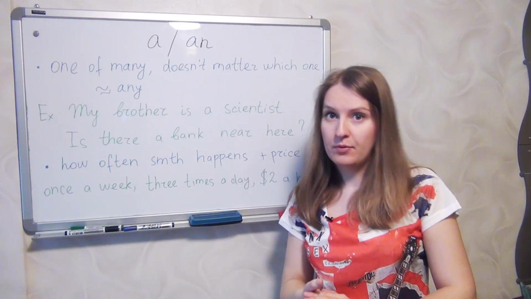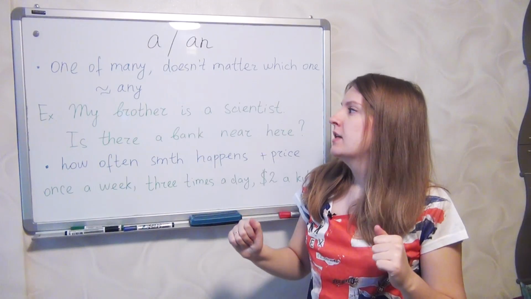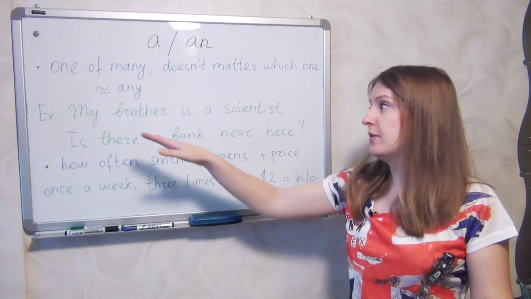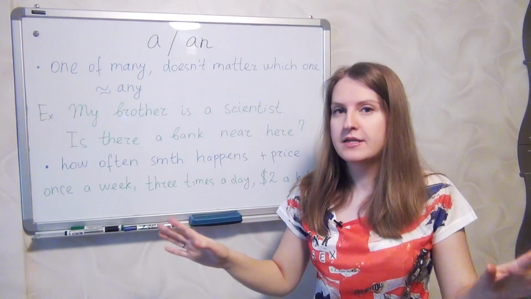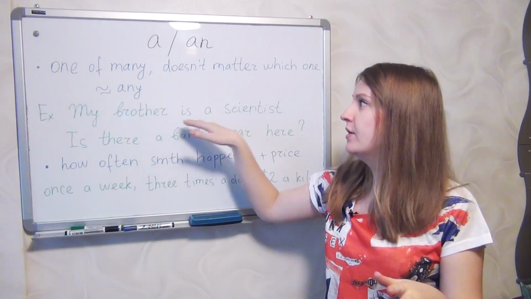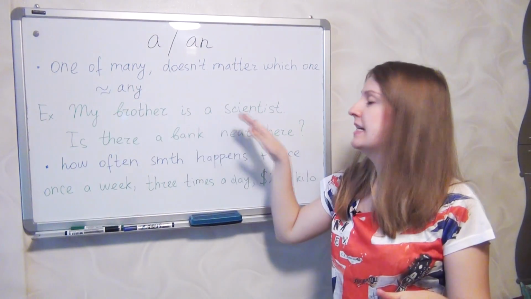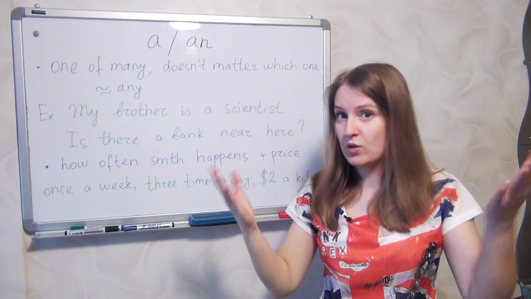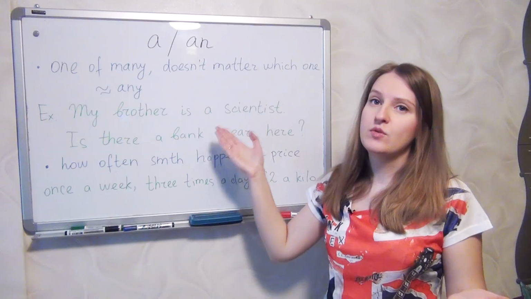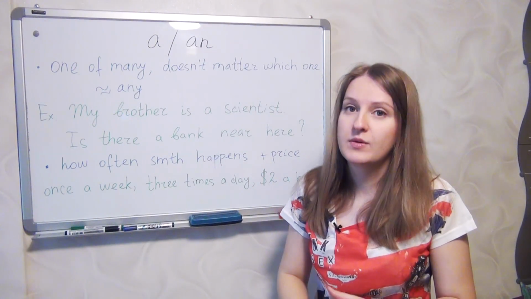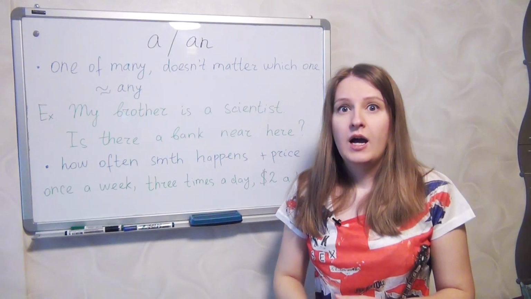I would like an apple. So I would like one apple. So let's take a look at a couple of examples. My brother is a scientist. There are many scientists in the world, and my brother is one of many scientists. So he is a scientist. So when we talk about our profession or what we do, we usually use an indefinite article. So we say, I am a student, I am a teacher, I am a pupil.